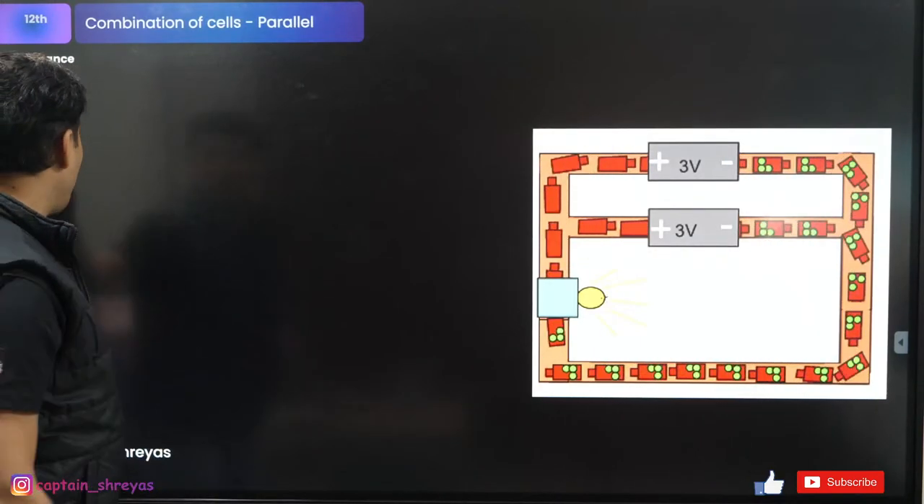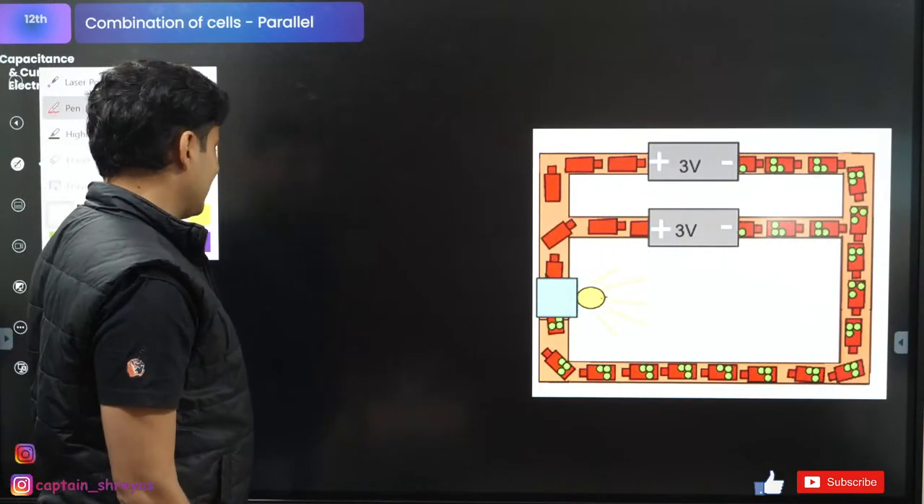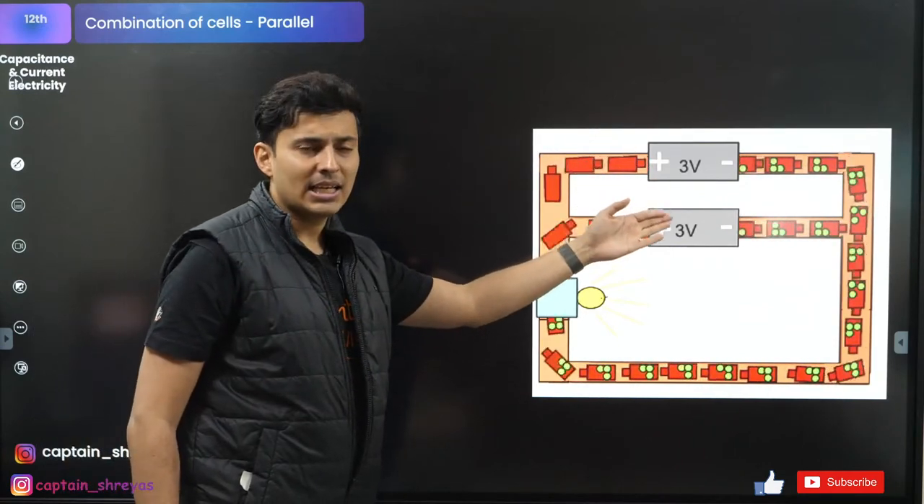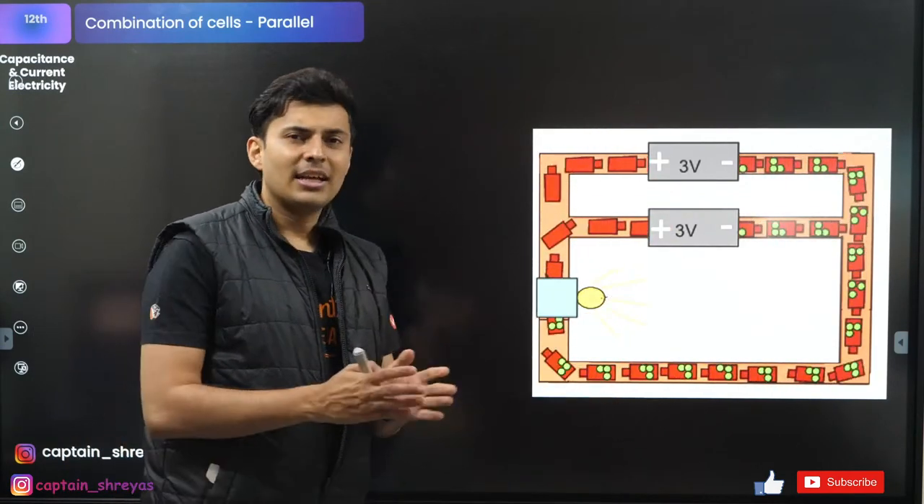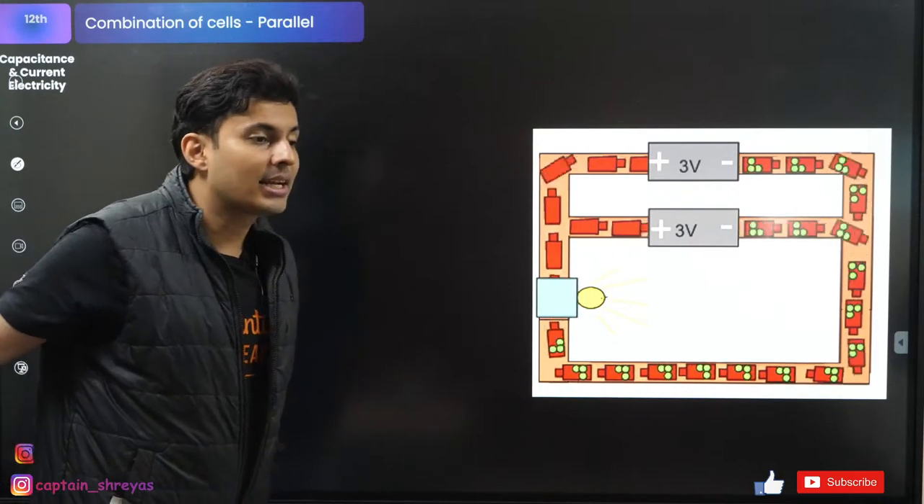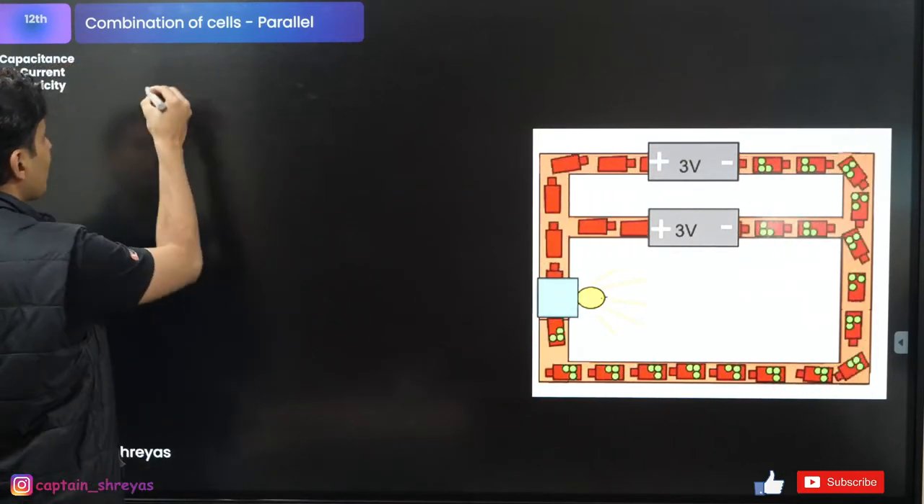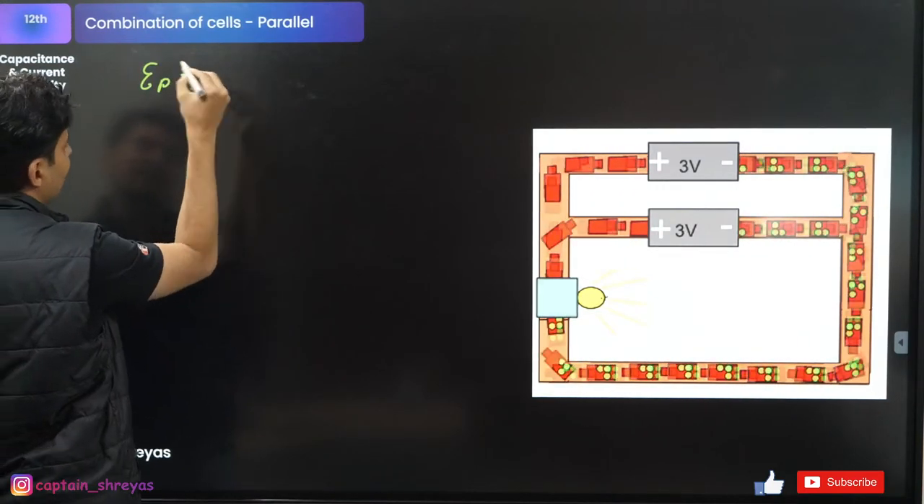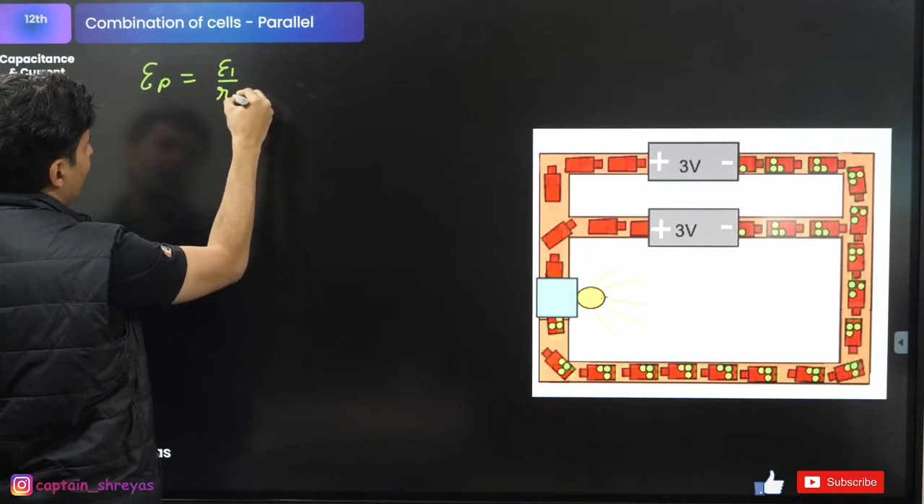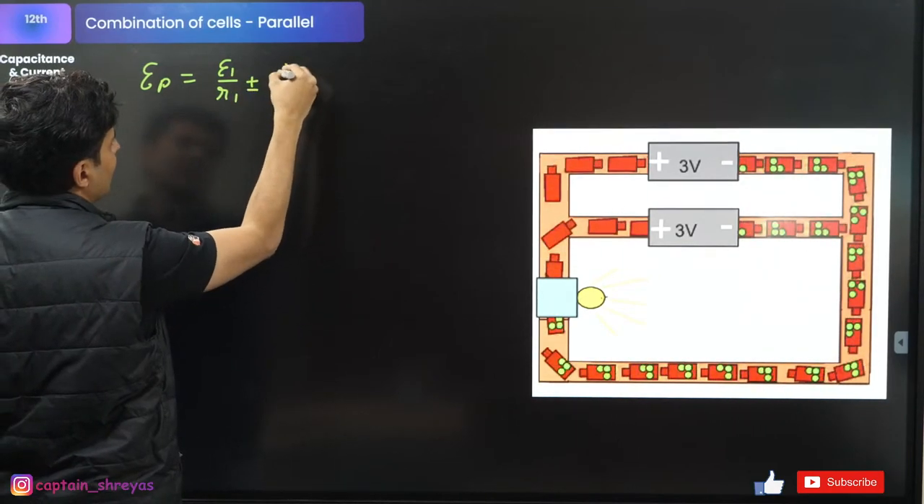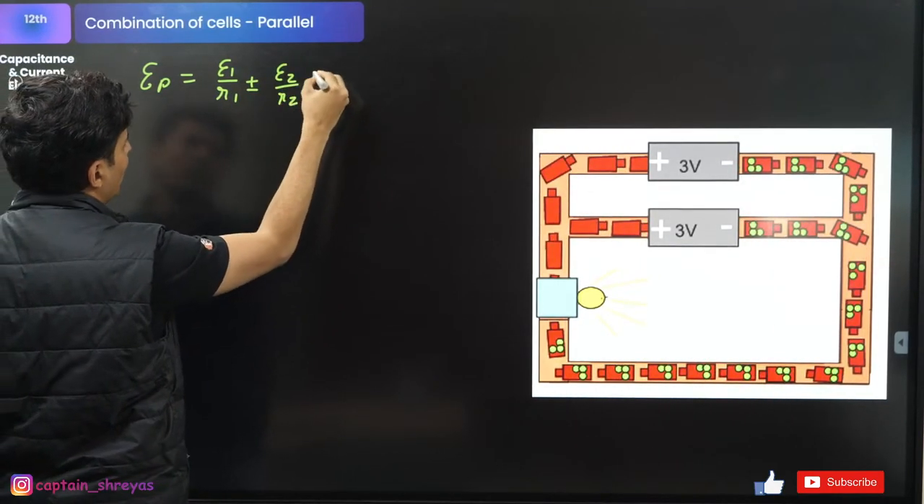What happens when they are in parallel? Then the formula is slightly different. Imagine a cell here and another cell here. They are in parallel. Then their currents add up to give a large current. So they behave slightly differently. The equivalent EMF for parallel is given by E1 by R1 plus minus E2 by R2, and so on and so forth.